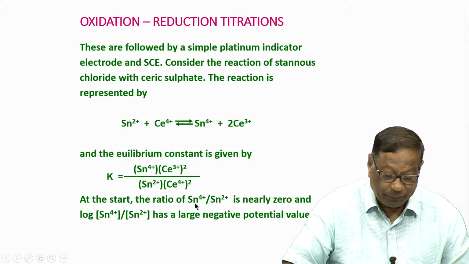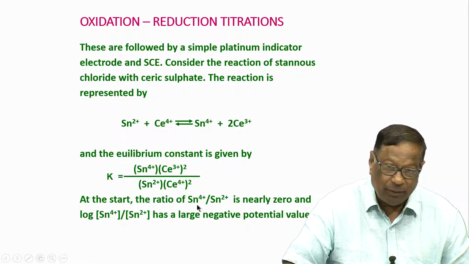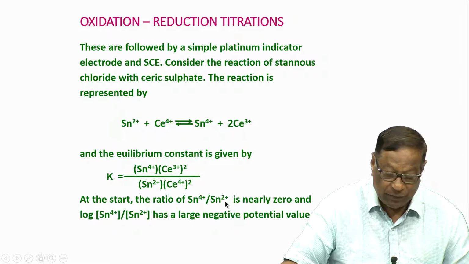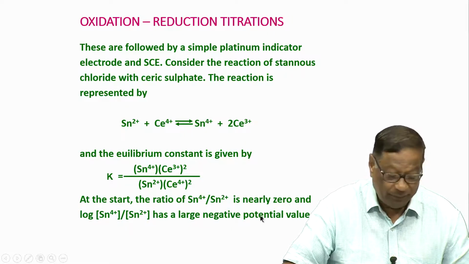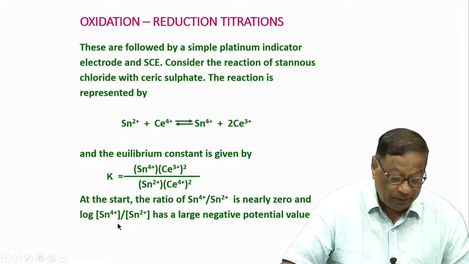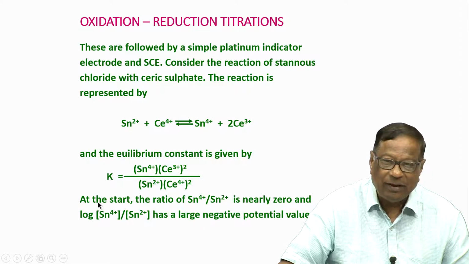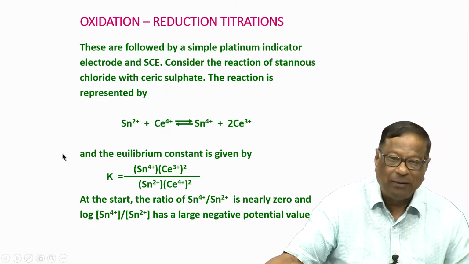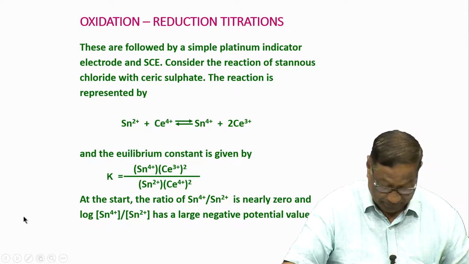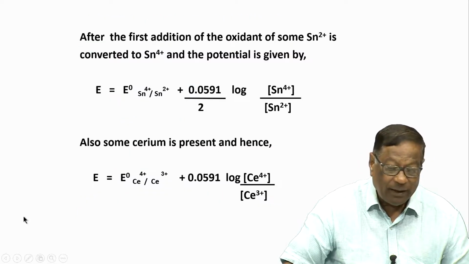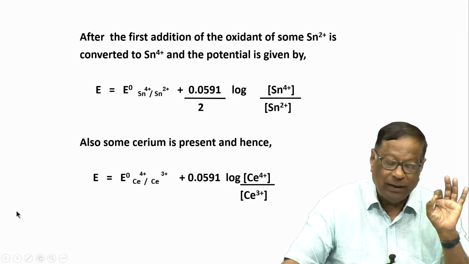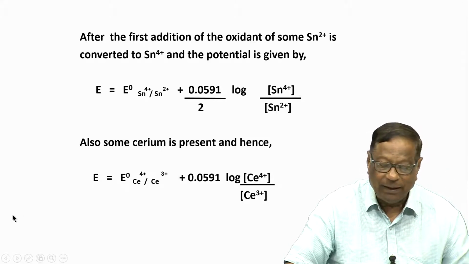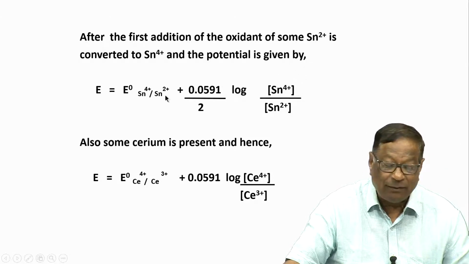So, at the start before I add anything, the Sn4+ by Sn2+ ratio is nearly 0, and the logarithm of Sn4+ by Sn2+, this quantity, has a large negative potential, it is not easily determined at all, some very high number.